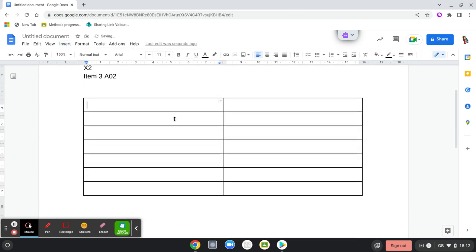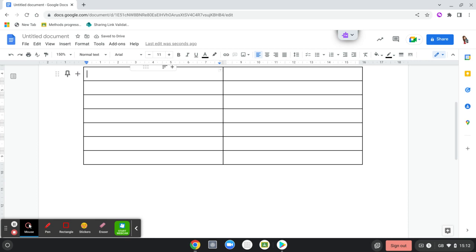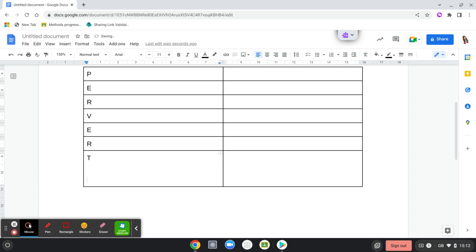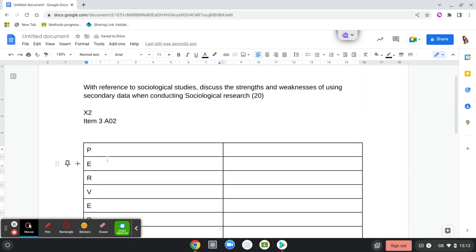Okay, going to start: practical, ethical, rep and gen, valid, examples, reliability, theory. In the theory paragraph, we always start with a definition.